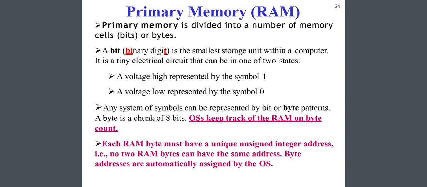OSs keep track of the RAM on a byte count. Each RAM byte must have a unique unsigned integer address. That means no two RAM bytes can have the same address. Byte addresses are automatically assigned by the OS.